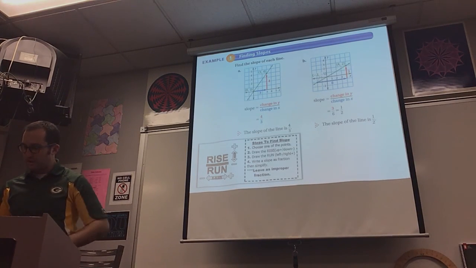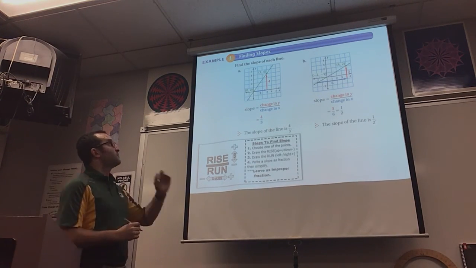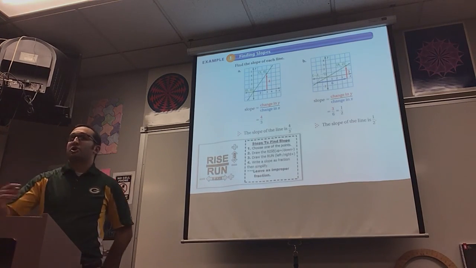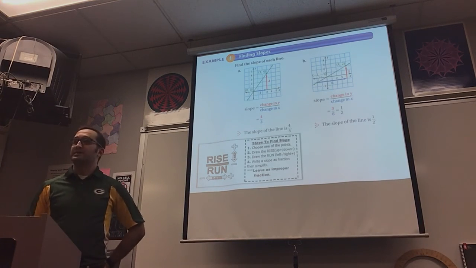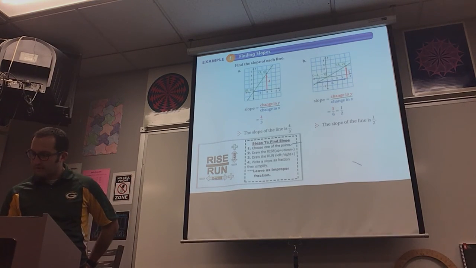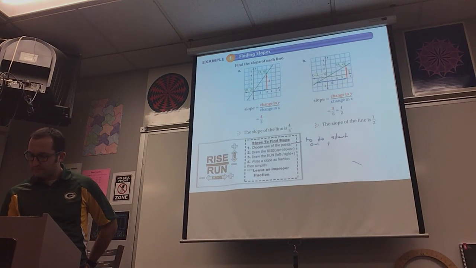I say quick because I only want to spend a couple minutes on it. Just find the slope of each line. Well, I need to start at a point. So here are my instructions. You have them on your notes. Choose one of the points. I typically try to choose the point on the left. Try to start on the left.